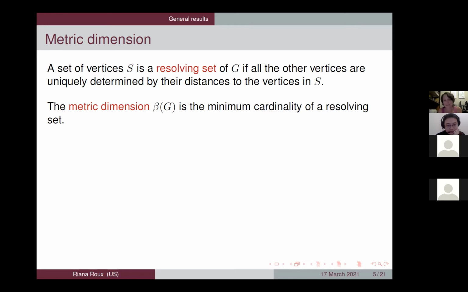And how the localization game then developed was to ask, but what if I don't use all these vertices in the resolving set at once? What if I use them one by one? Will I then also be able to uniquely determine the vertices in the end? And that's where it started. But then this brings us a very nice upper bound to the localization number.